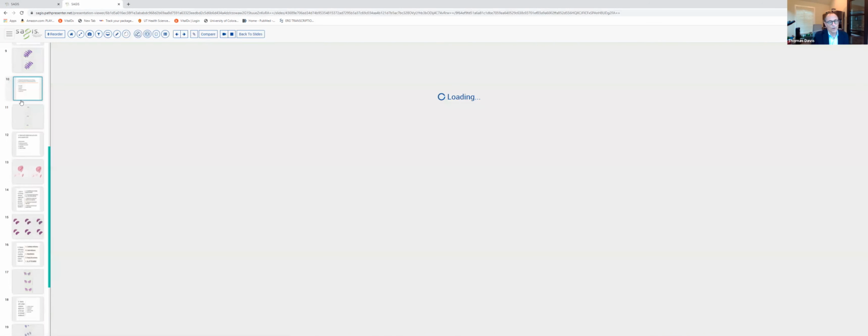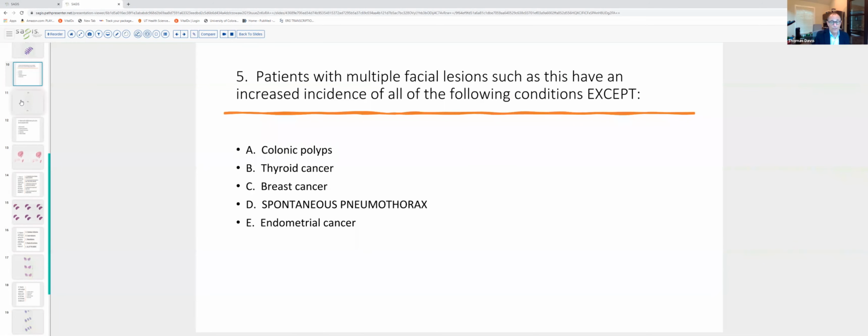And let's go ahead and move on to our question. Patients with multiple facial lesions such as this, and when you do see a question like this, obviously multiple trichilemmomas are associated with Cowden syndrome, which of course is an autosomal dominant condition characterized by PTEN mutations, have an increased incidence of all of the following conditions except, and of course the answer here is D, spontaneous pneumothorax, which we tend to associate with the Birt-Hogg-Dubé syndrome. So anyway, this was Cowden syndrome.